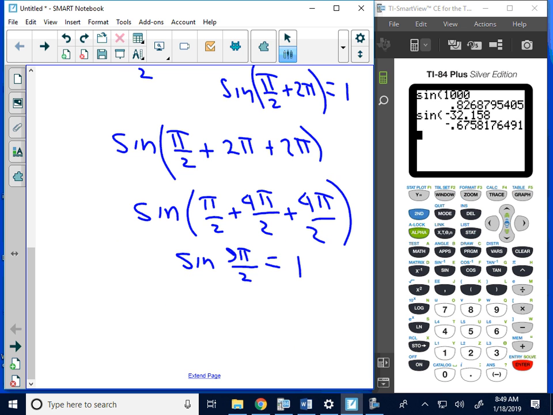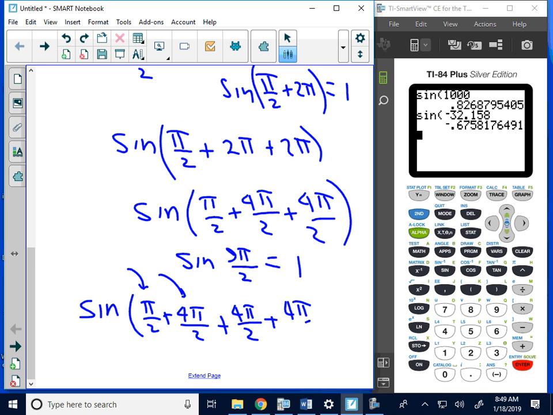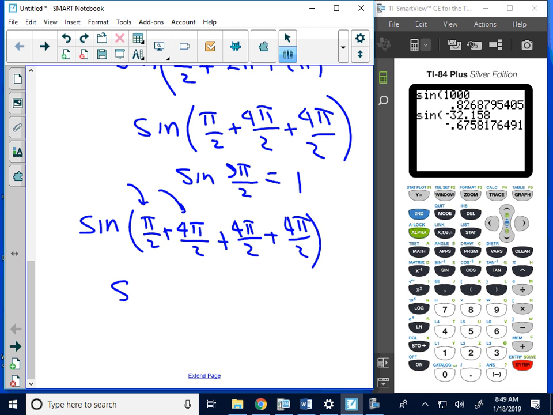We'll do one more and then we'll jump to the calculator. Actually, we can do it without a calculator, but what is the sine of pi over 2 plus another 2 pi? Let's write that as 4 pi over 2. This is top of the circle. This is a full rotation. Okay, and here's another full rotation. And here's another full rotation. Okay, so I'm asking what is the sine of, what's that, 4, 8, 12, 13 pi over 2, and that's going to be 1.